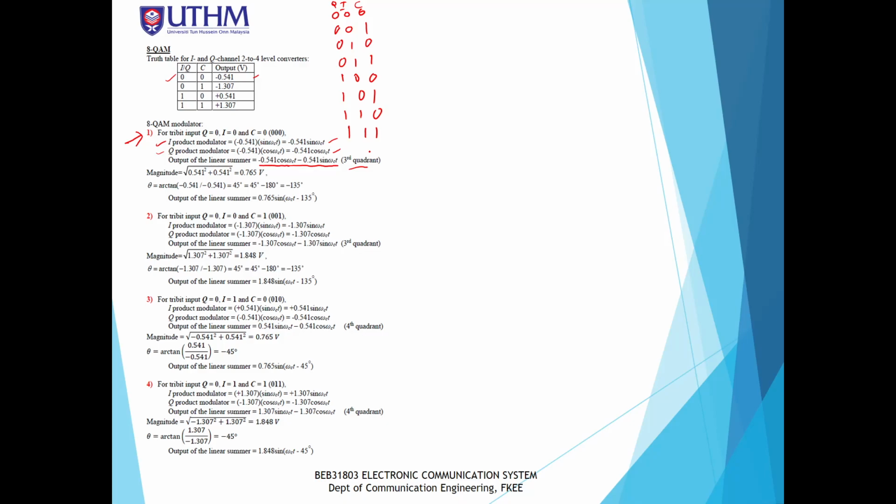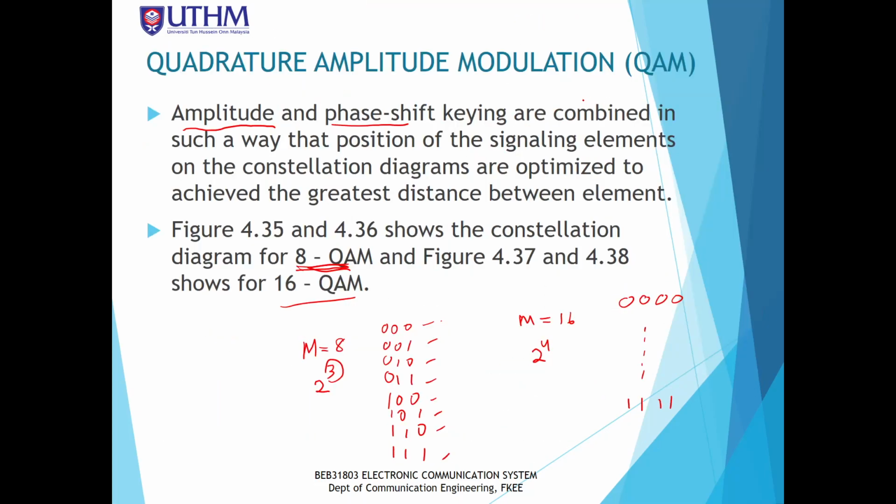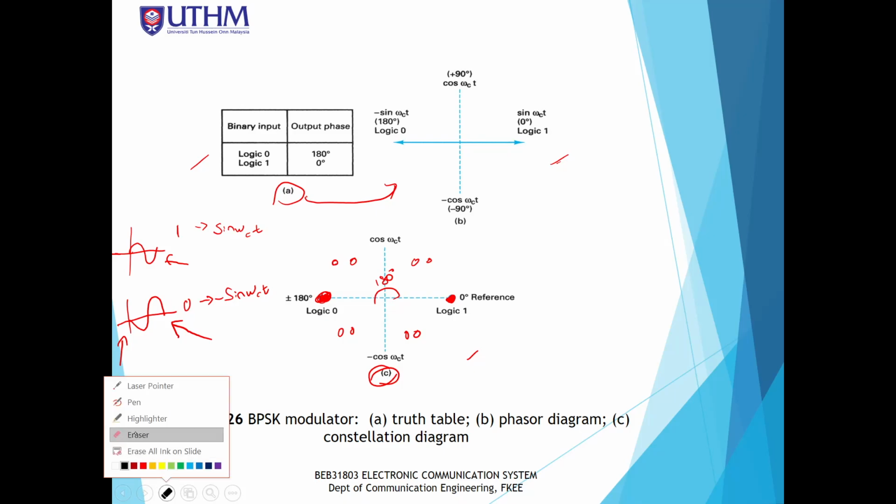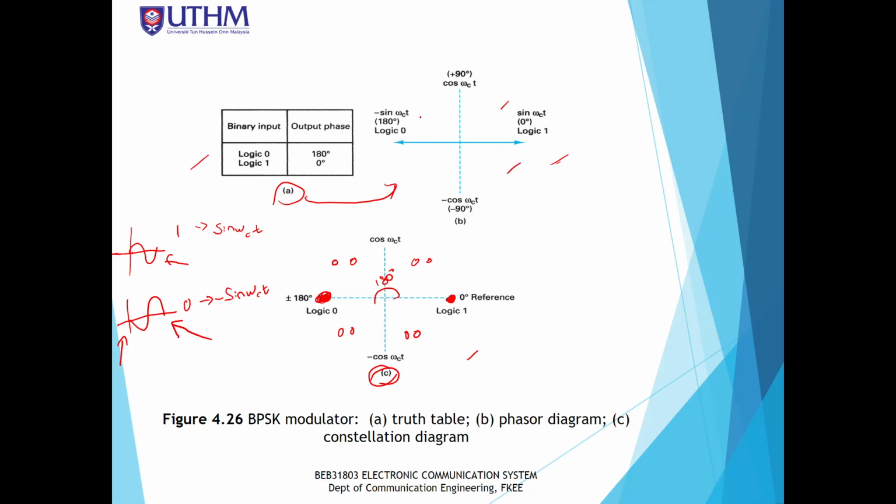How do I know that? So remember the quadrant diagram. Maybe I can refresh again what we have seen previously. The quadrant diagram, this one. Maybe I can erase this one. Okay, so from the quadrant diagram, you see that positive sine is located on the right side, and negative sine is located on the left side.